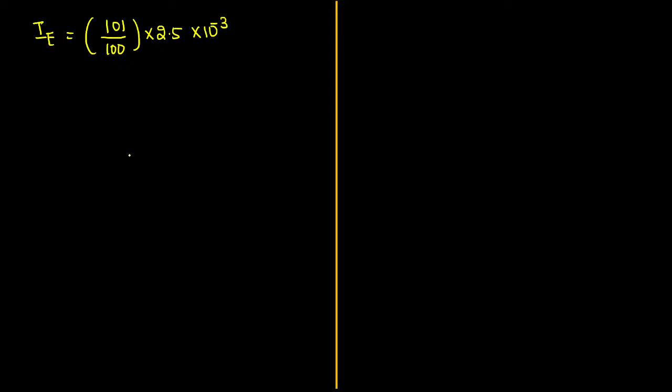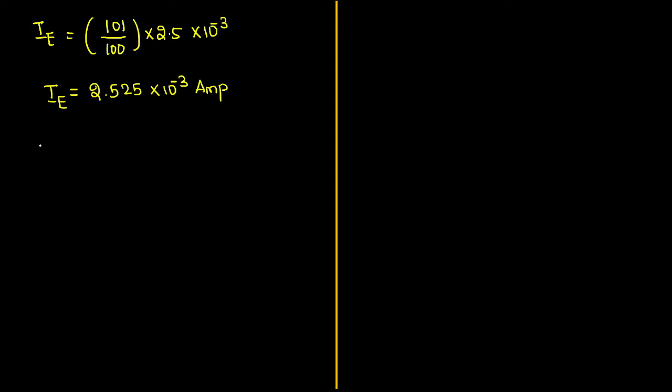So what we have to do? 101 divided by 100 gives you 1.01, and if you multiply it by 2.5, we will get 2.525 into 10 power minus 3. That is the value of emitter current. So we found the value of emitter current also.